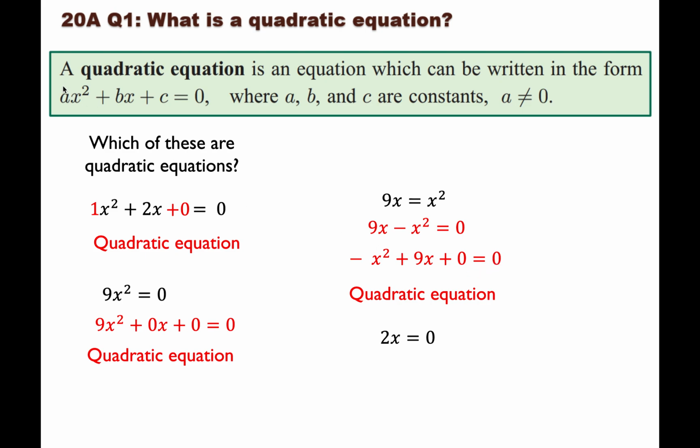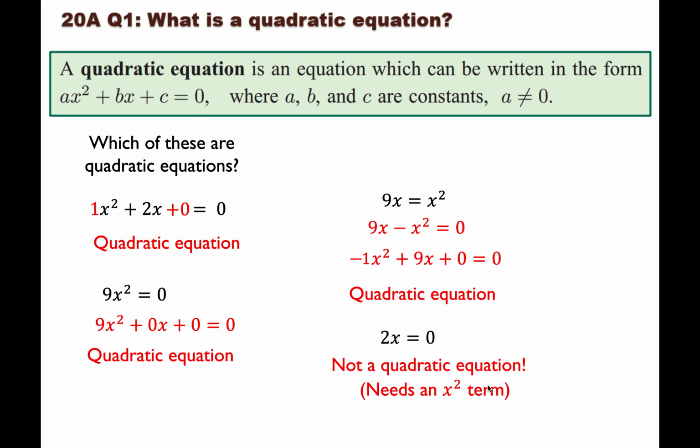The value of a is the coefficient of x squared, and the coefficient is negative. Well, if there's no number there, you can imagine it as negative 1. Because 1 times x squared is the same as x squared. So in this one, a is 1, b is 9, and c is 0.